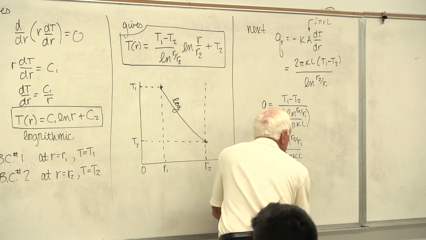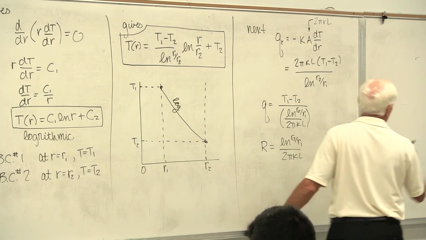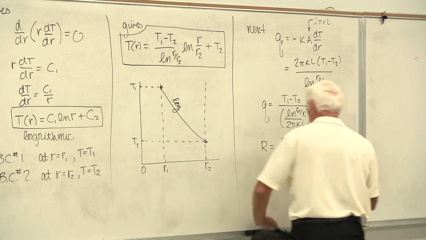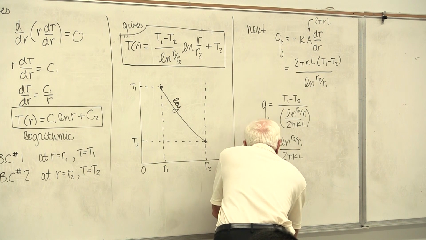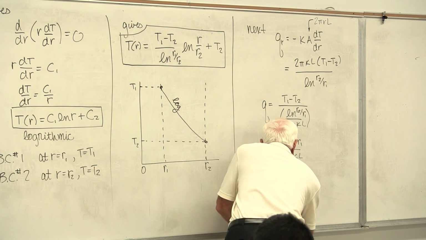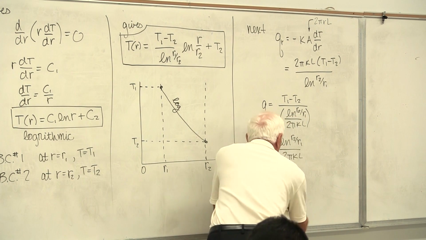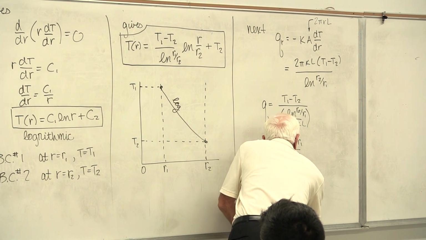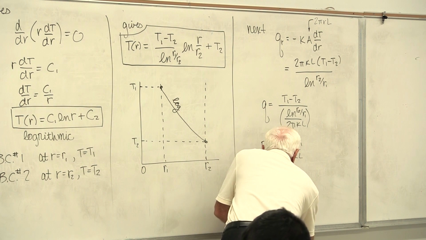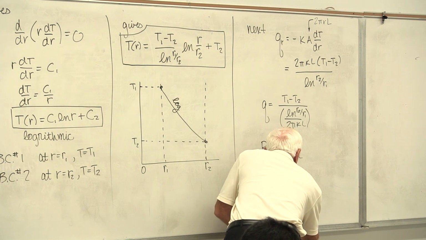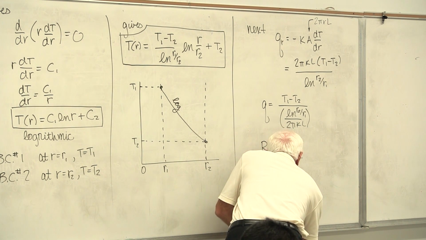And if you want to do this like over there, here is T1, here's T2, here's the heat flow Q, and the resistance is natural log r2 over r1 divided by 2 pi k L.